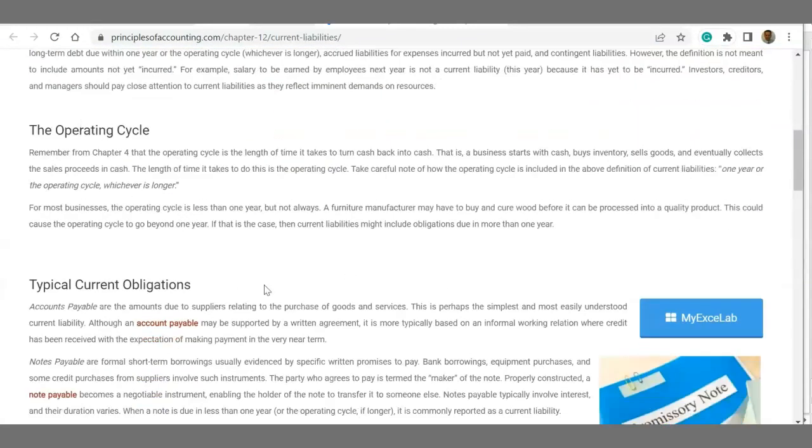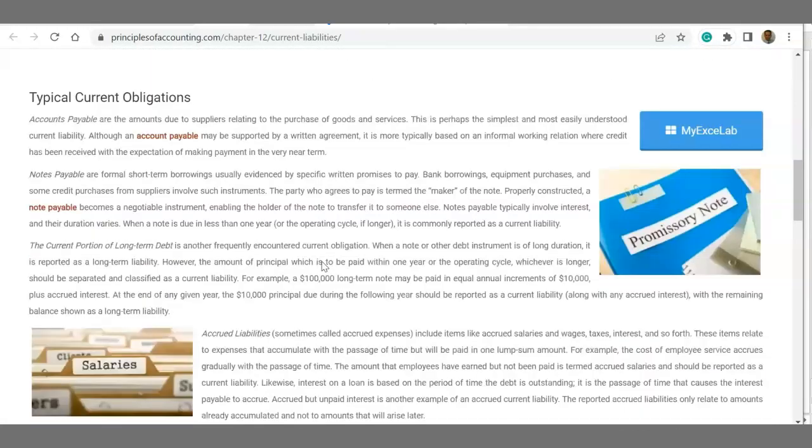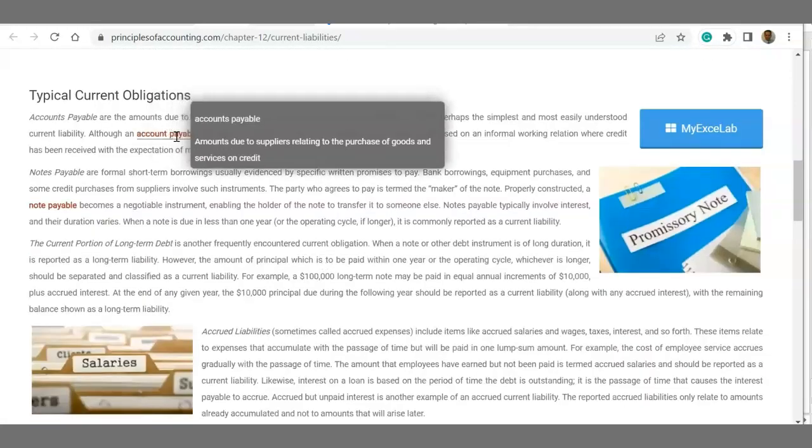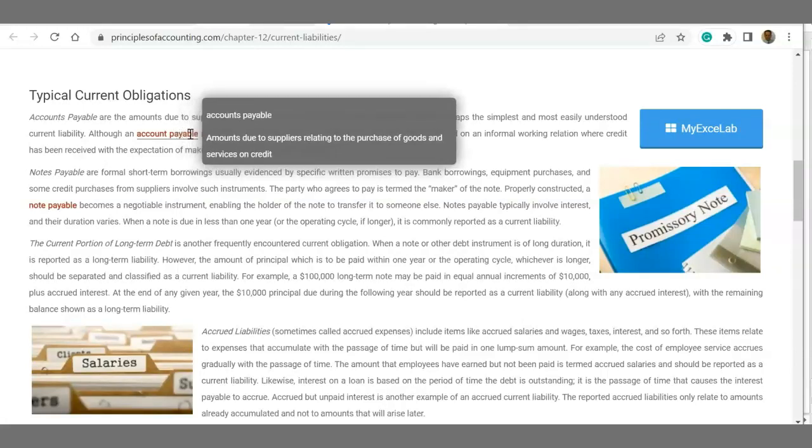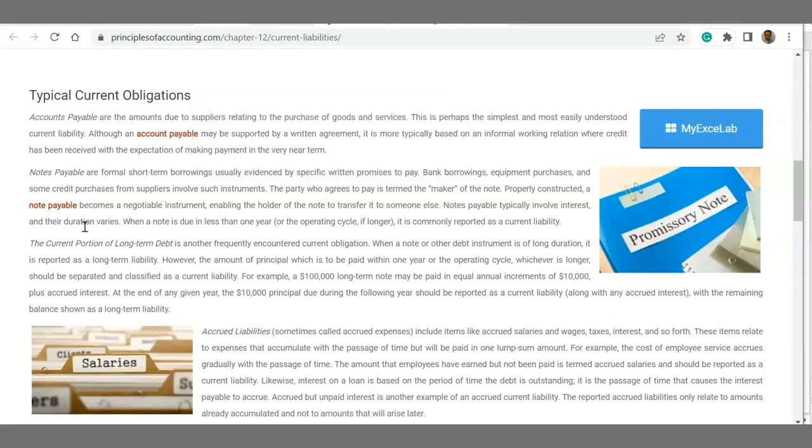And here it explains the operating cycle again. Normal typical current liabilities are accounts payable. Those are amounts due to suppliers relating to the purchase of goods or services on credit. Obviously, you might sometimes pay for expenses in cash right away by writing a check, but normally you get an invoice from your vendor and then you are going to pay those down the road, and that will become an accounts payable for the company.